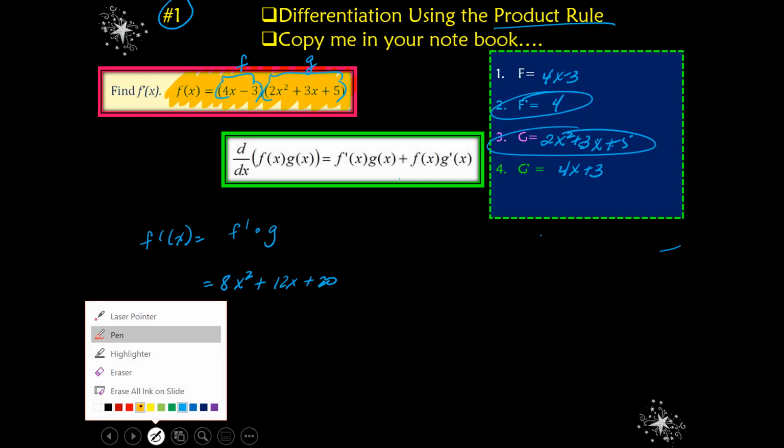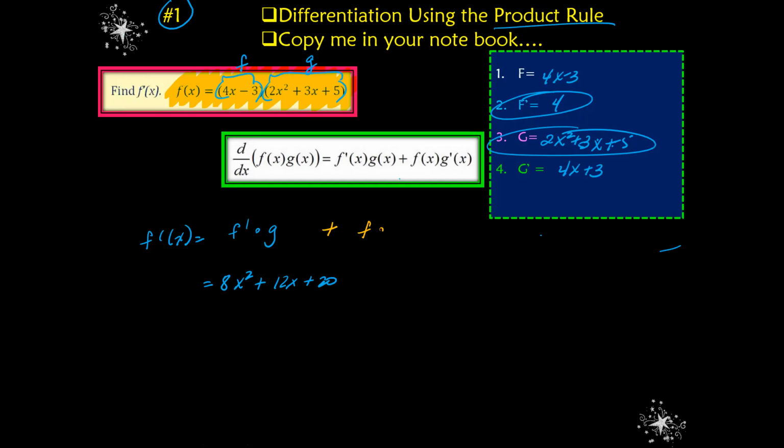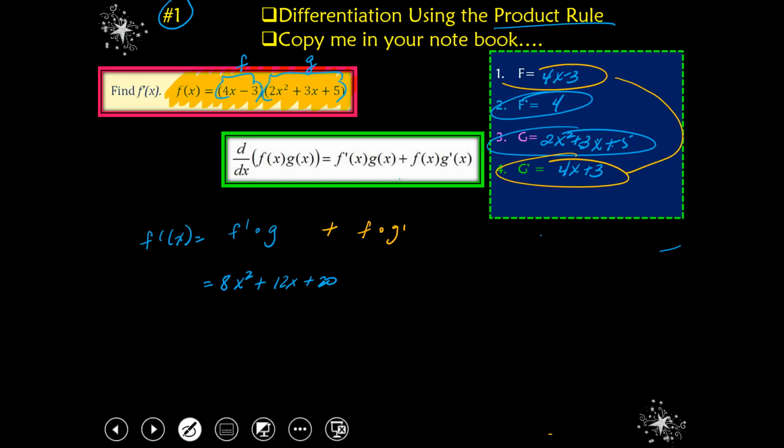Okay. Plus, your second part is f times g prime. So f times g prime. You would have to FOIL that. So that's going to be a 16x squared. The outer is going to be a 12x. Inner is going to be a negative 12x. So that cancels. Minus the last, which is negative 3 times 3, which is a negative 9.